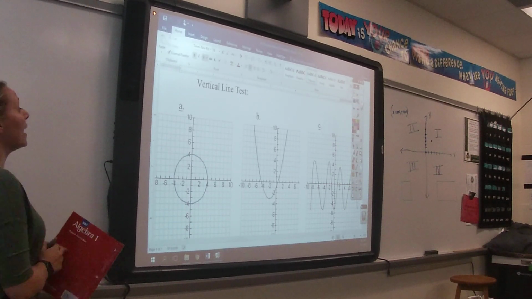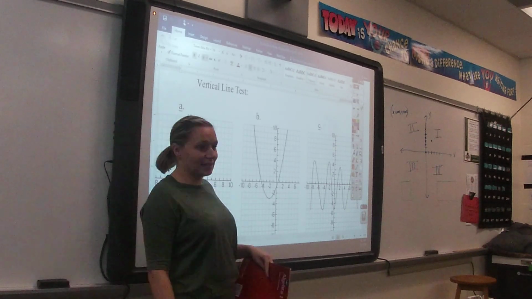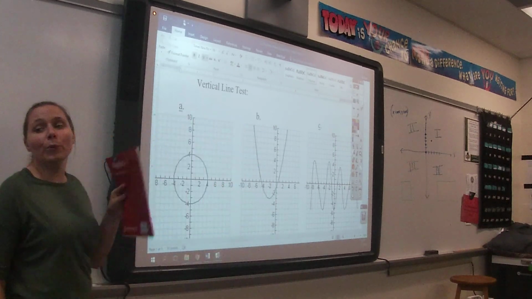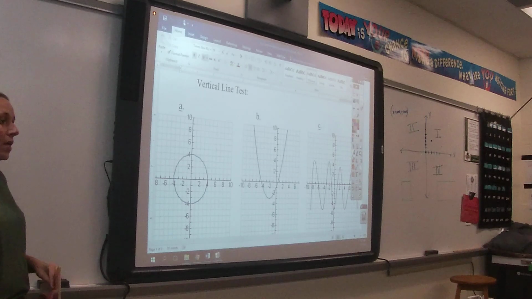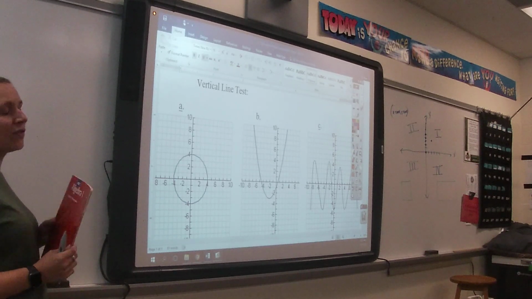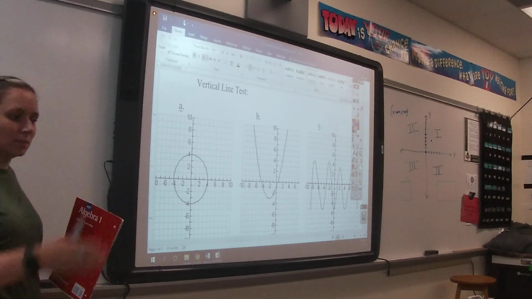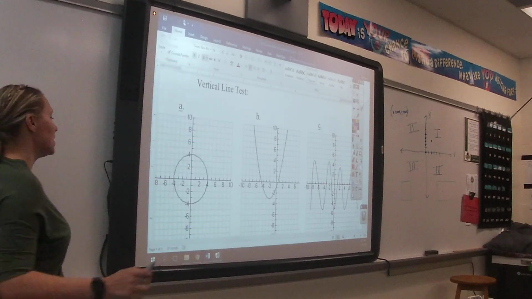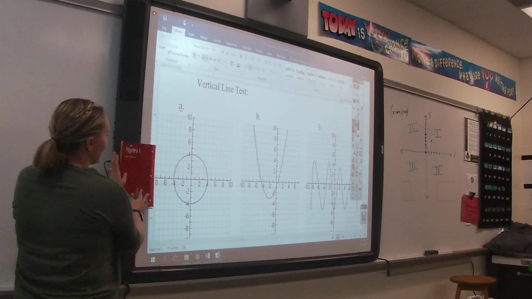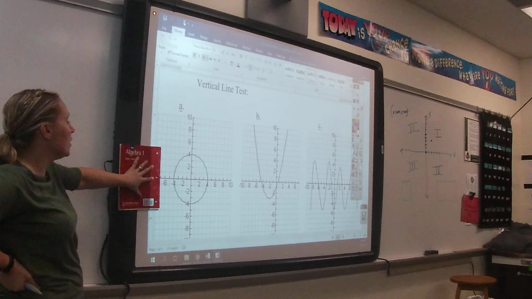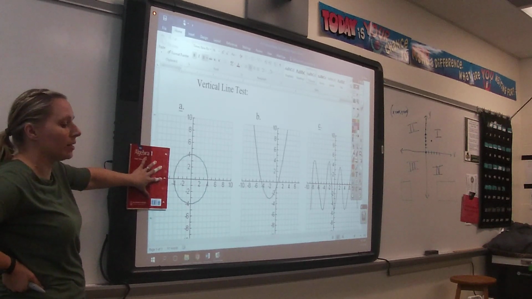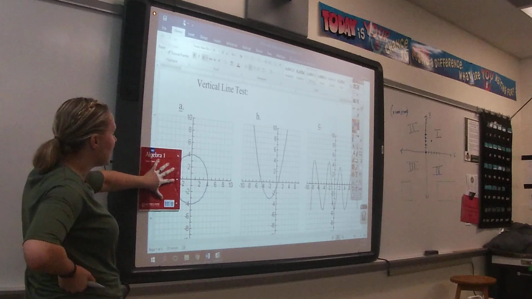Okay, so vertical line test says we want to see if we can find any vertical line that will touch the graph twice. Which way is vertical? Up and down. So my suggestion is to take your pencil and lay it on your paper. I'm going to take the edge of this because my pencil isn't long enough. You're going to start sliding it across vertically and see if it ever touches twice.